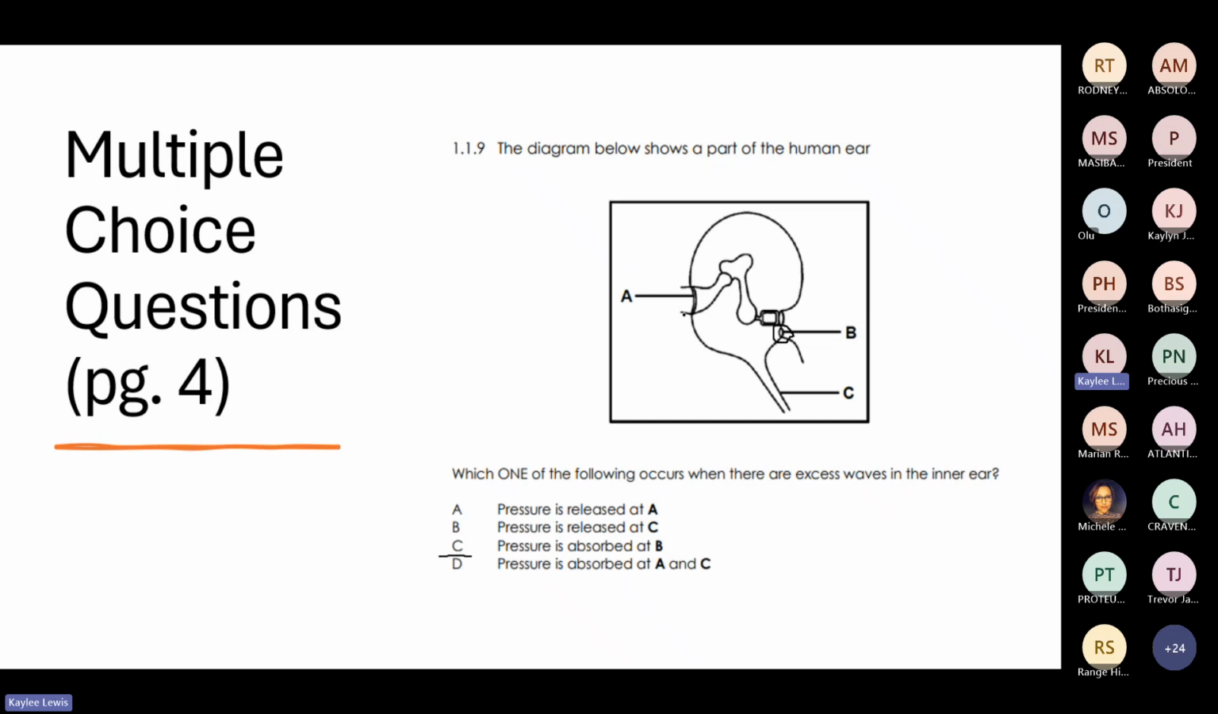Your tympanic membrane would create the vibrations going across in the ossicles, and your eustachian tube equalizes the pressure. So your answer for that one was C.